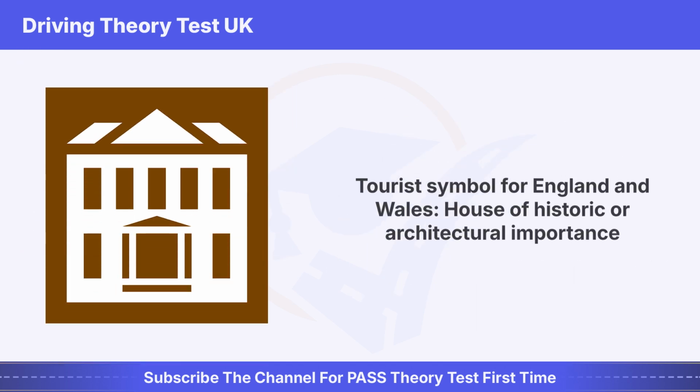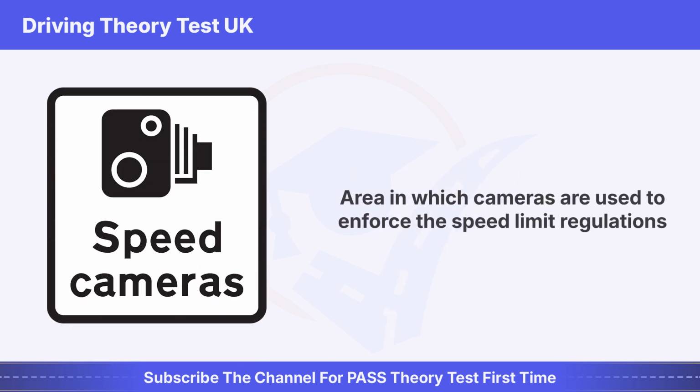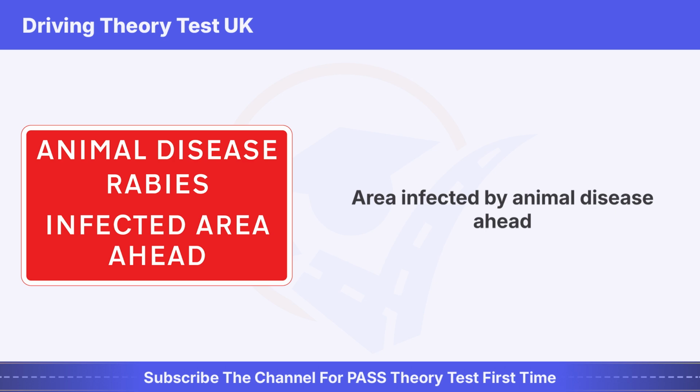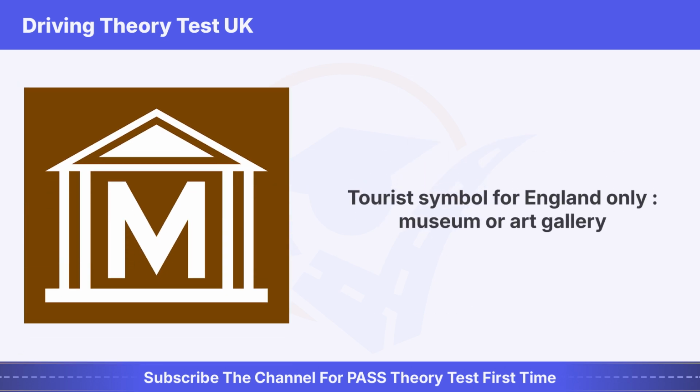Tourist symbol for England and Wales. House of historic or architectural importance. Area in which cameras are used to enforce the speed limit regulations. Area infected by animal disease ahead. Tourist symbol for England only. Museum or art gallery.